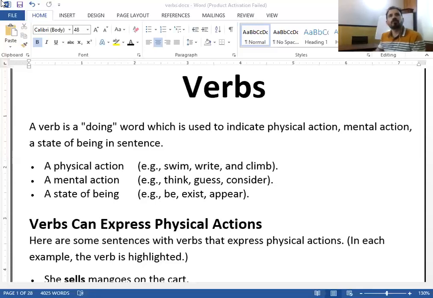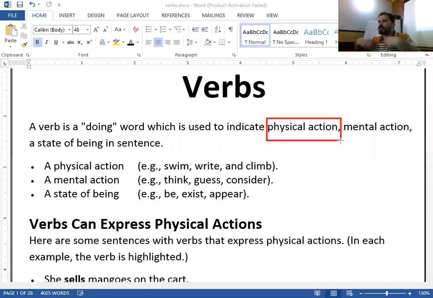What is verb? Verb is an action word. Clear? Verb is called what? We call it an action word. Let's explain it in more detail. A verb is a doing word which is used to indicate physical action. As I said, the first one, clear? What sort of action? Physical action. As I mentioned earlier, it can show physical action. Physical action means you perform with your body, as I said earlier.